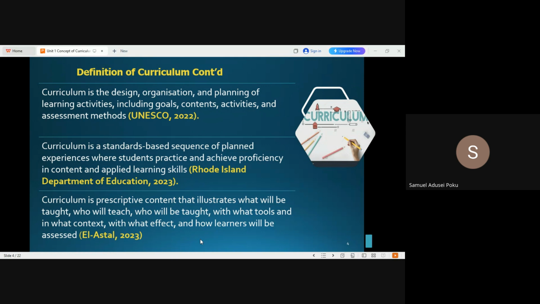Sir, please, sir, they are the same. Okay. Why are they the same? Okay, previously, before the new education reform, which I think began in 2019, basic schools were using syllabus, and recently they have changed that to curriculum, meaning they all contain the same content, just that the name is making the difference.